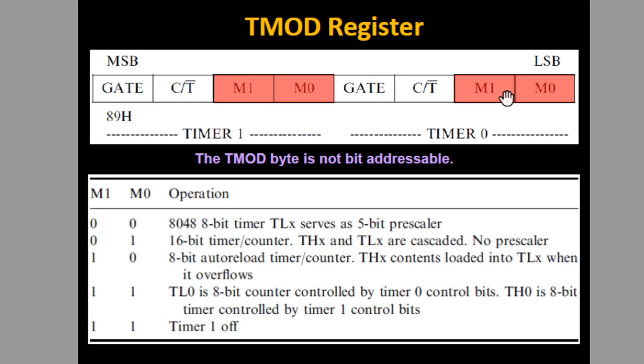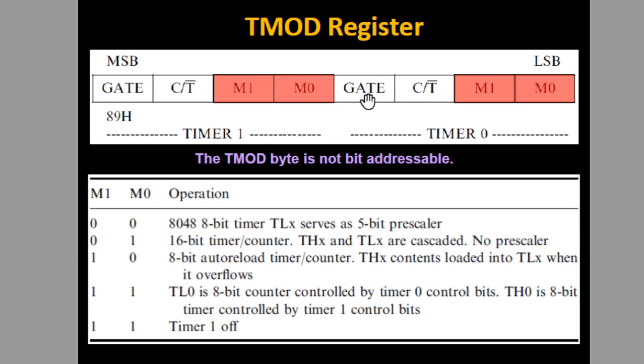Now we will see a simple example with only mode 1 and mode 2 to show how exactly it can be configured. Coming to the next 4 bits, these are for timer 1. Again, similar bits repeat. M0 and M1 select the mode for timer 1. Apart from that, C/T bar is the timer or counter selection bit for timer 0, and similarly there is a timer and counter selection bit for timer 1.